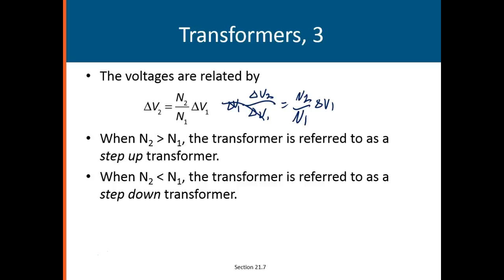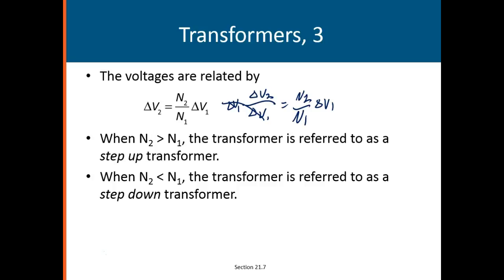Now here's why. Guess what? The power is the same. You can't create or destroy energy. Okay? Now, do you remember the equation or the formula for power? This is way back in an earlier chapter. What is power? Of energy. Okay?